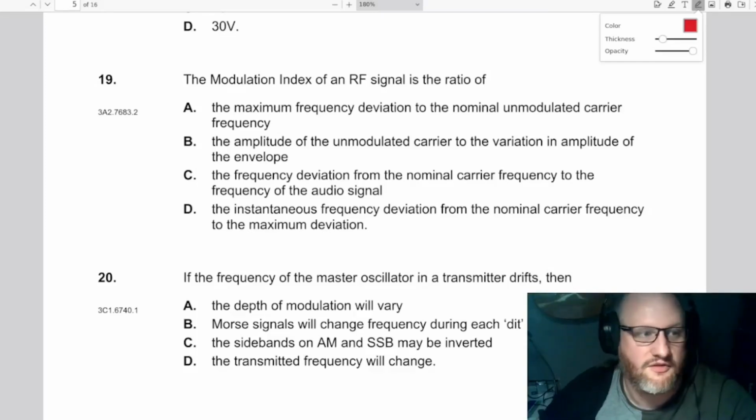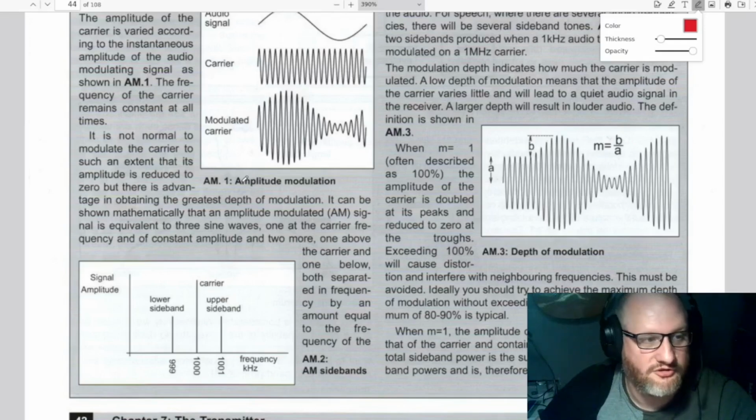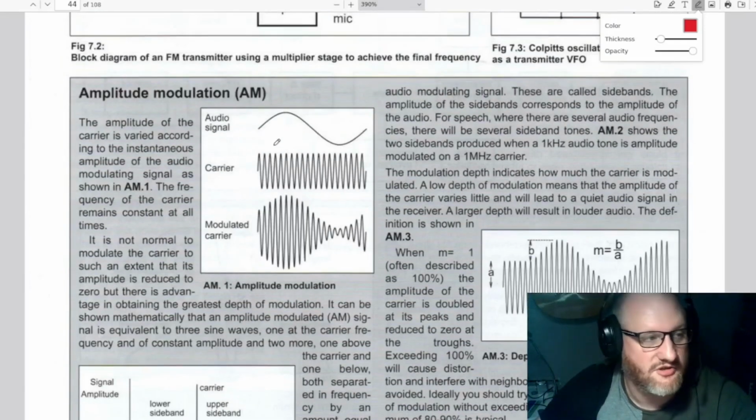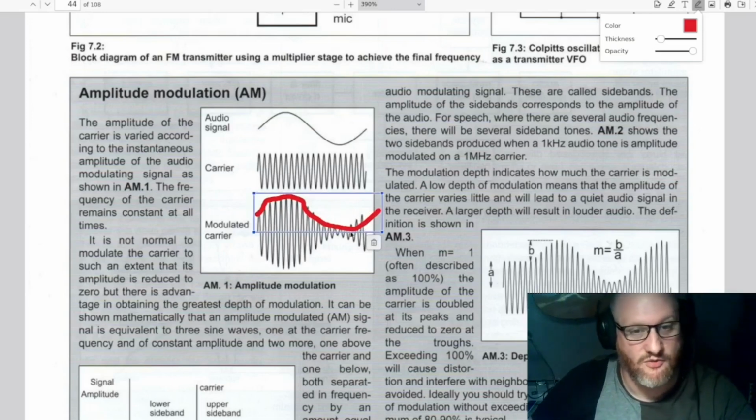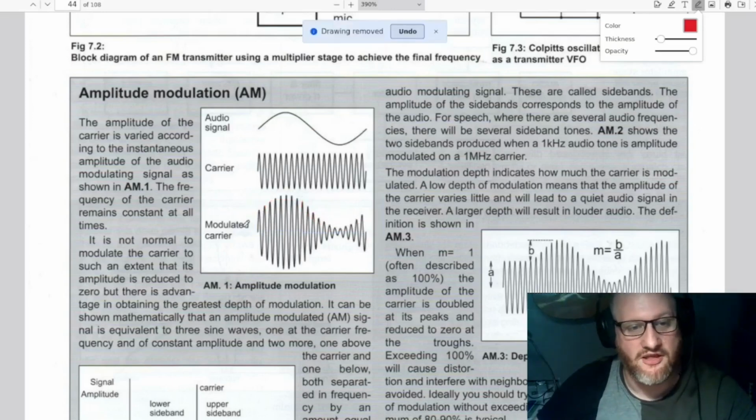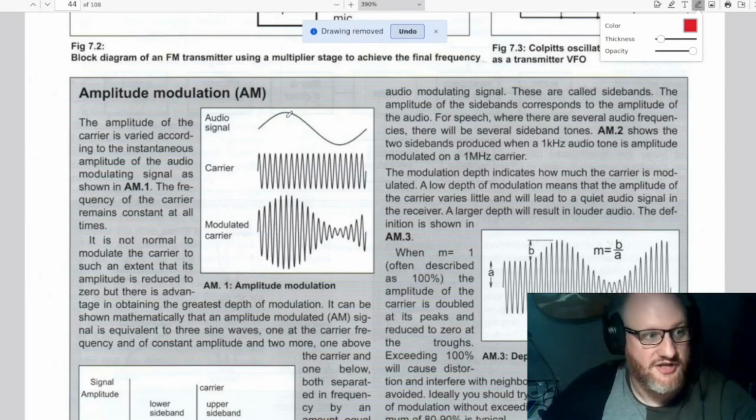So let's start by reviewing the modulation index. If we flip over to the full license manual, we've got this section here on amplitude modulation. With AM, we are modulating our carrier with an audio signal, and the modulated carrier will vary in amplitude, and it is these variations in amplitude, or the envelope of that modulated carrier, which represents the information that we wish to transmit. So the amount by which this carrier changes is potentially a property that we would be interested in.